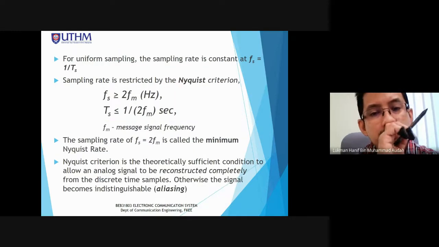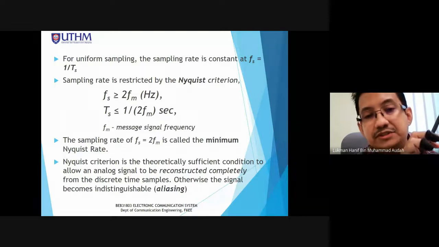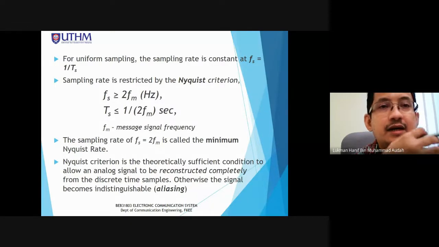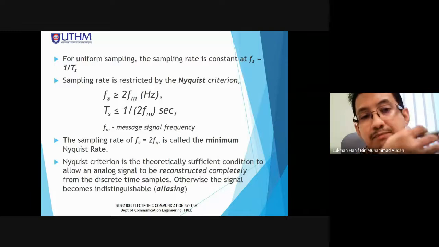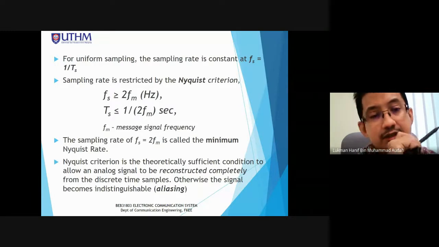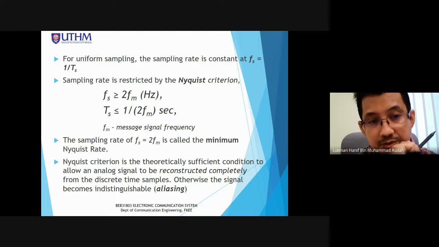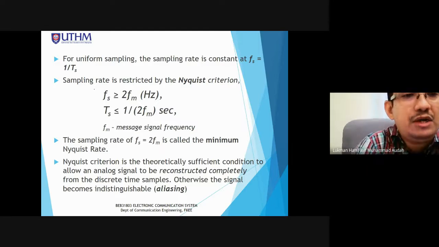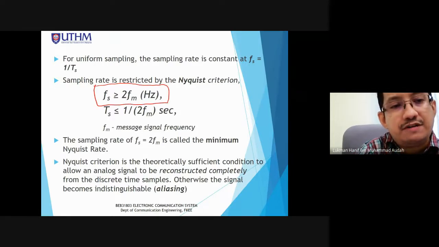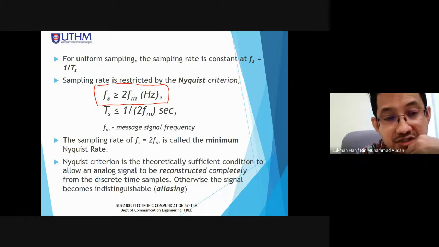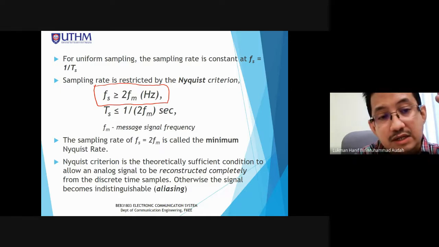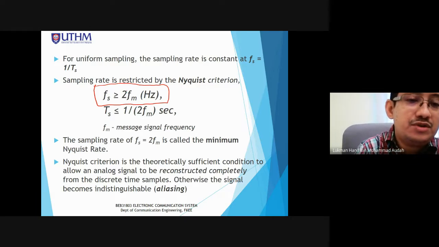So the number of samples, or the sampling rate, kadar sampling, berapa banyak sampel perlu diambil dalam masa satu saat, is governed by the Nyquist Theorem. Nyquist said that the sampling frequency should be more than or equal to 2 FM. Fs is the sampling frequency, sampling rate, mestilah lebih besar atau sama dengan 2 kali ganda frequency of the input.